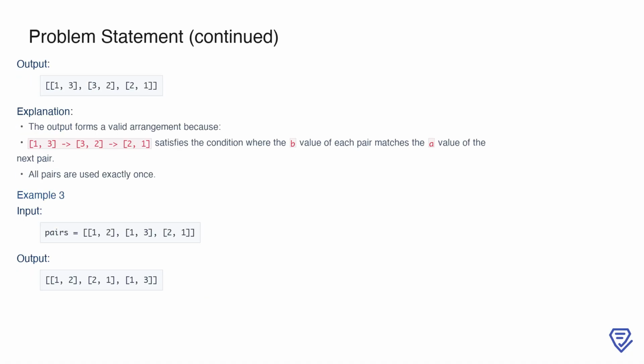Now, consider another example where the input is pairs equals [[1,3],[3,2],[2,1]]. A valid output for this input is [[1,3],[3,2],[2,1]]. Here, the sequence works because 1 leads to 3, 3 leads to 2, and 2 leads back to 1. Once again, all pairs are used exactly once, and the condition that the second element of one pair matches the first element of the next is satisfied. This example highlights that the arrangement doesn't necessarily require any reordering if the input already forms a valid sequence.